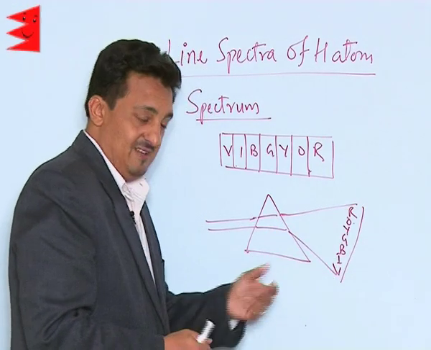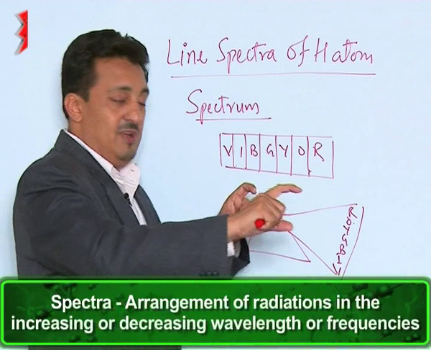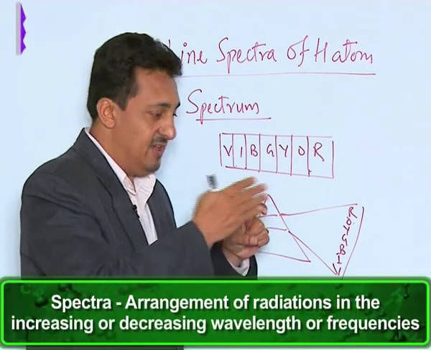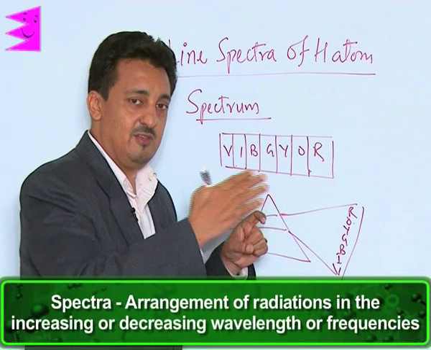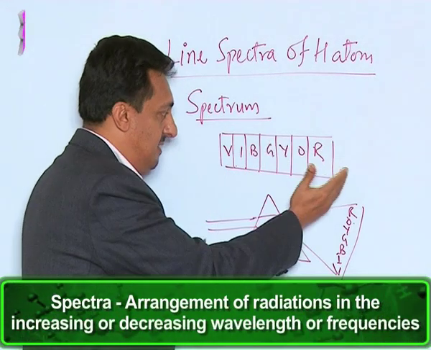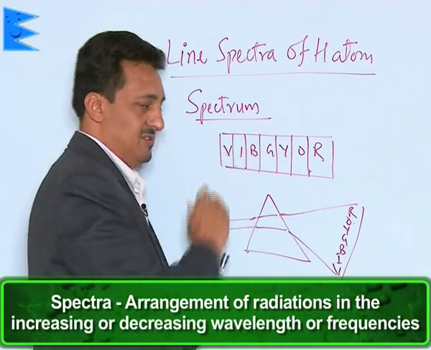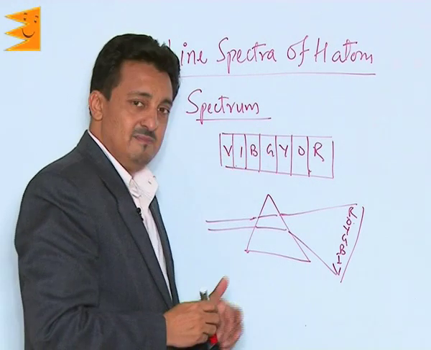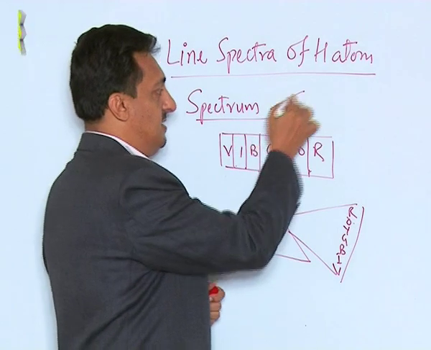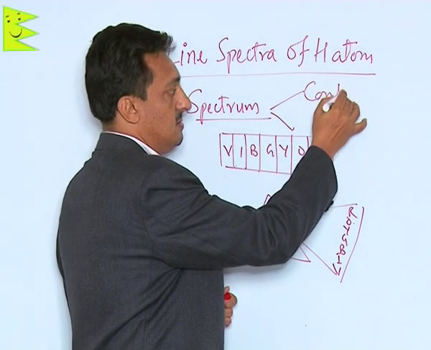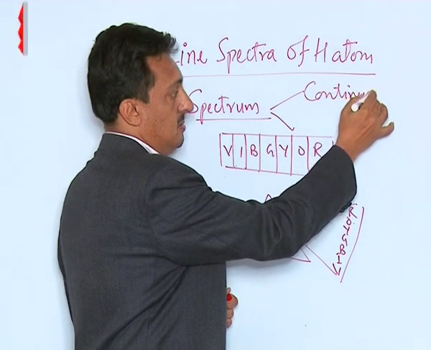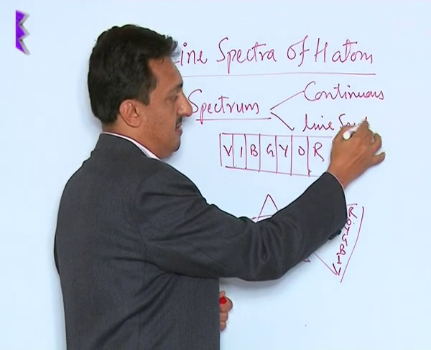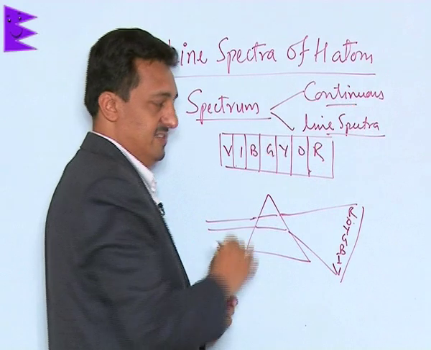So what is spectra? It is the arrangement of radiations. When the radiations are arranged in increasing or decreasing order of their wavelength or frequencies, the pattern which we get is called spectra or spectrum. Now the spectrum can be continuous or it can be line spectra. Let us understand this first.